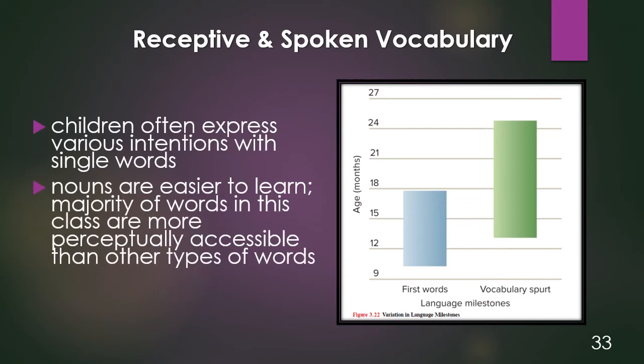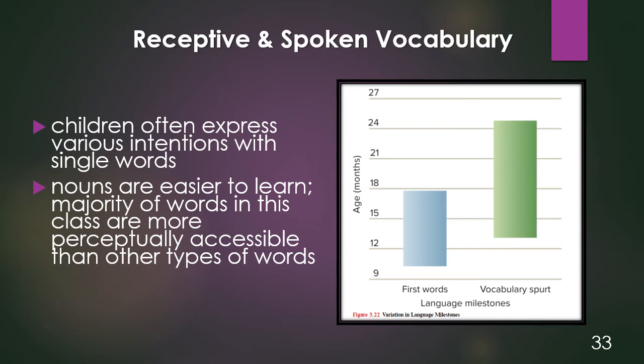So I'll just kill my camera here so you can see this graph better. So this is looking at this idea of receptive and spoken vocabulary, and children often express various intentions with single words like water instead of, can you please get me a glass of water? It's like just the really blunt demand. The first word sometimes comes around 9 months to a year, it can go as long to a year and a half.